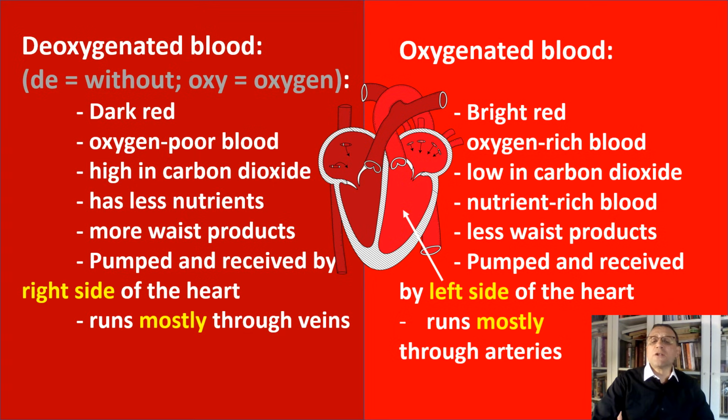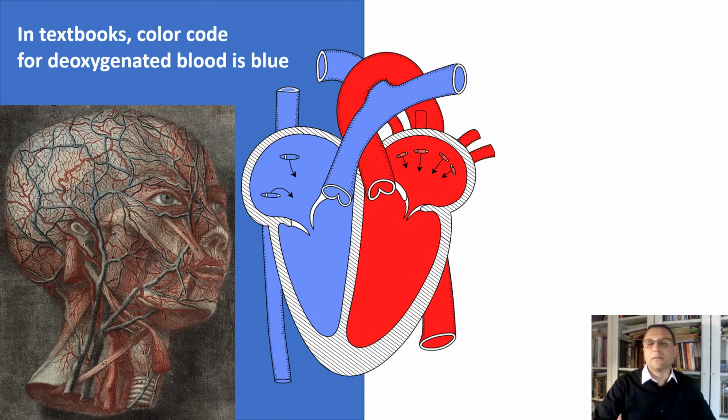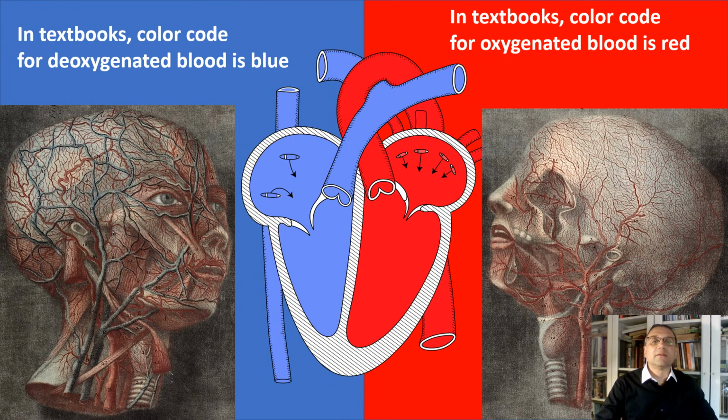Deoxygenated blood runs mostly through veins, while oxygenated blood runs mostly through arteries. For our convenience, in textbooks, the color code for deoxygenated blood is blue, and the code for oxygenated blood is red. This does not mean that the blood could be blue. Veins that usually carry deoxygenated blood do look bluish, but this is only an optical illusion. They actually are of a yellowish, orange, or reddish hue with low chroma.